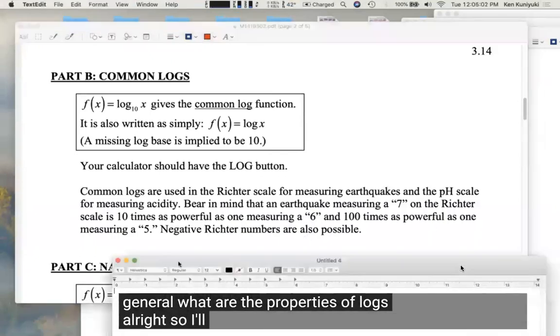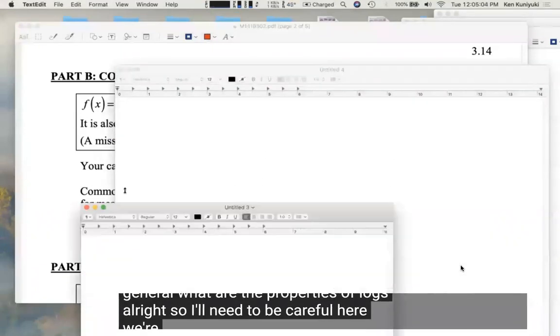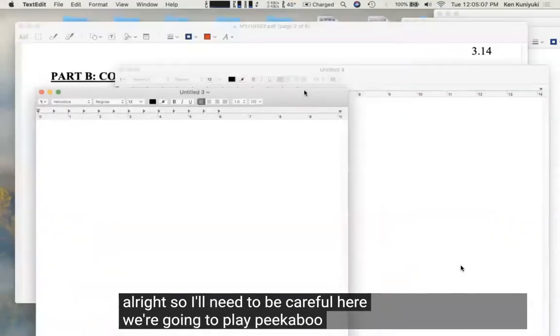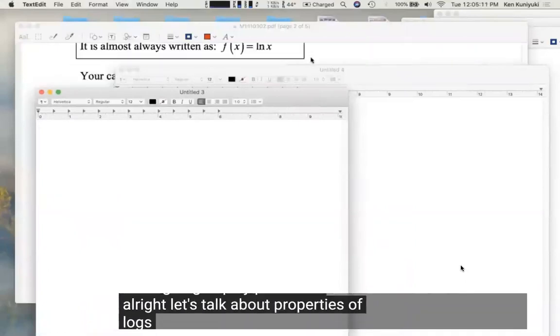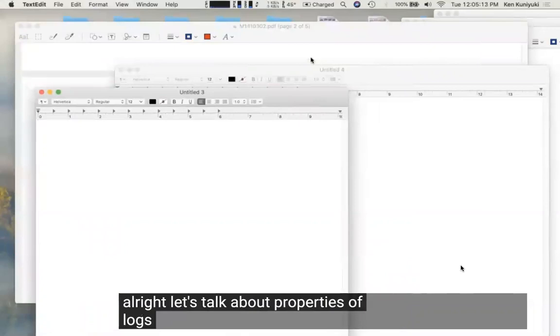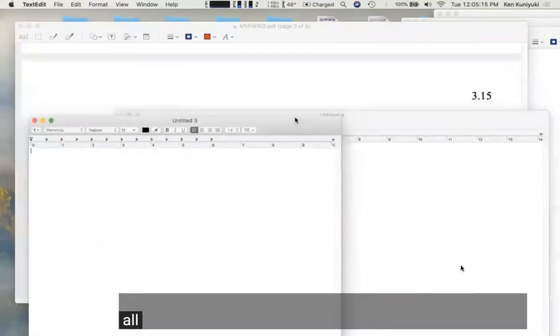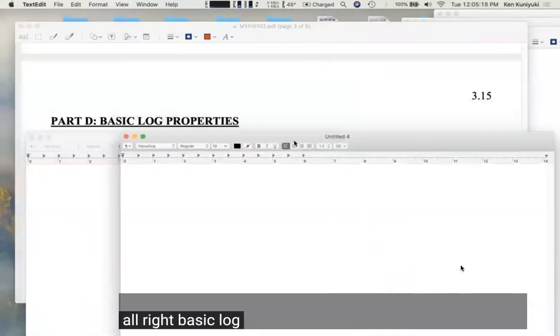All right, so I'll need to be careful here. We're going to play peekaboo. All right, let's talk about properties of logs. All right, basic log properties.